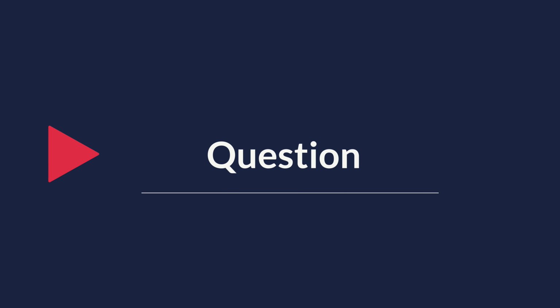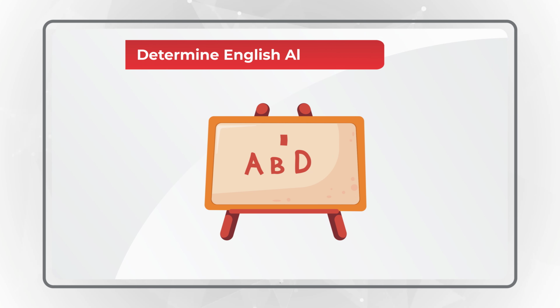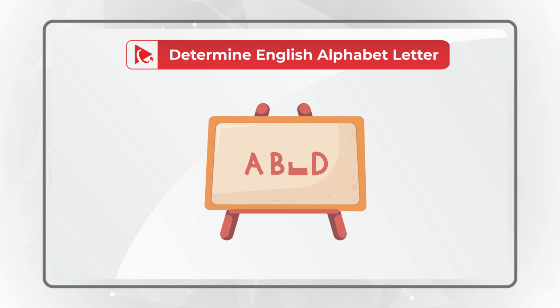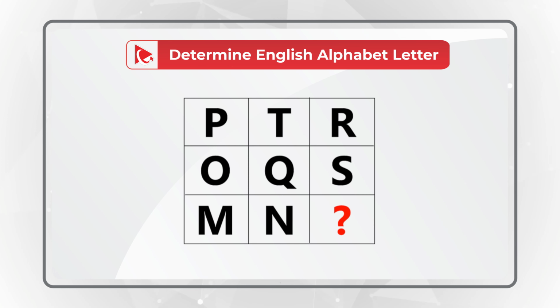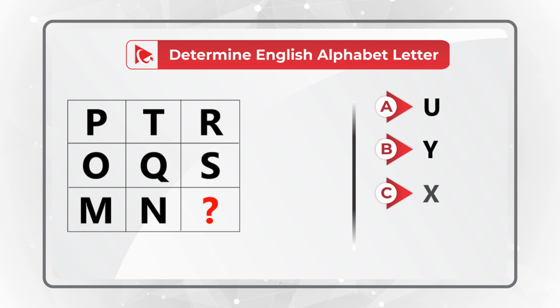Here's one of my favorite questions to test your verbal reasoning as well as your knowledge of the English alphabet. You need to determine the missing letter of the English alphabet to replace the question mark. You're presented with a 3 by 3 matrix, and this matrix has letters P, T, R, O, Q, S, M, N, and then the missing letter, which you need to select from one of 4 possible choices. Choice A, U, choice B, letter Y, choice C, letter X, and choice D, letter V.